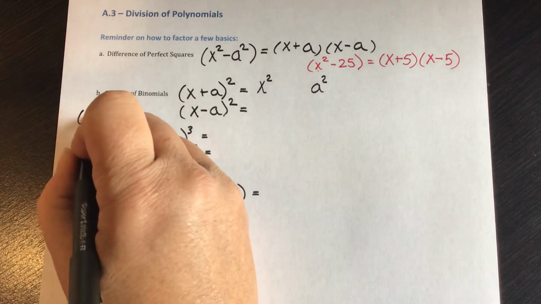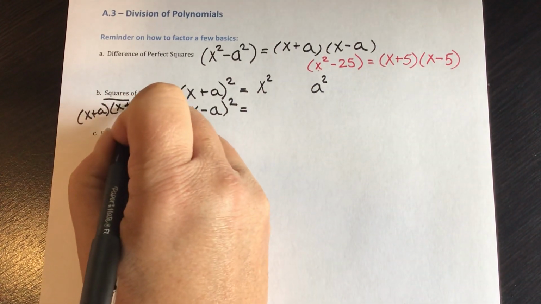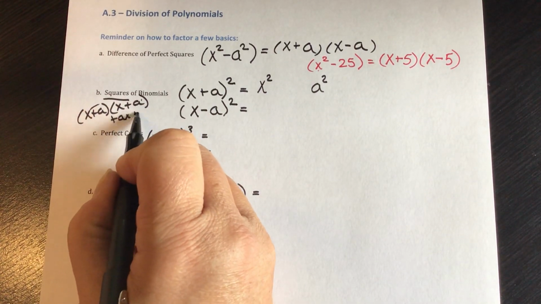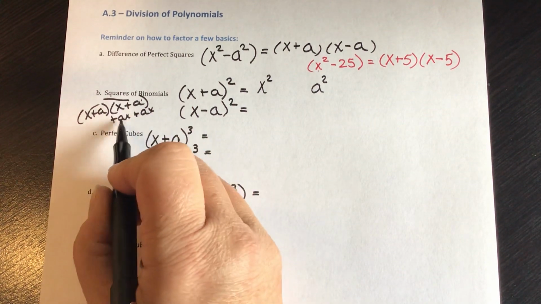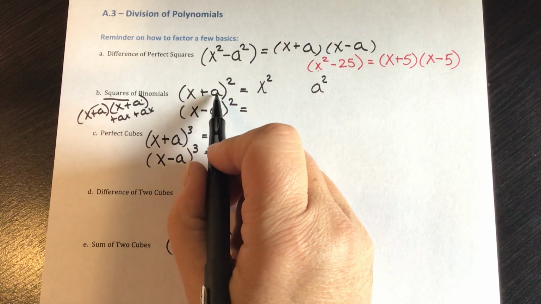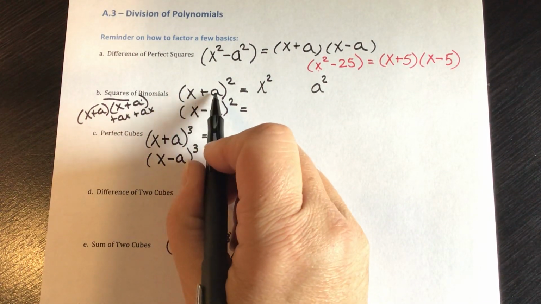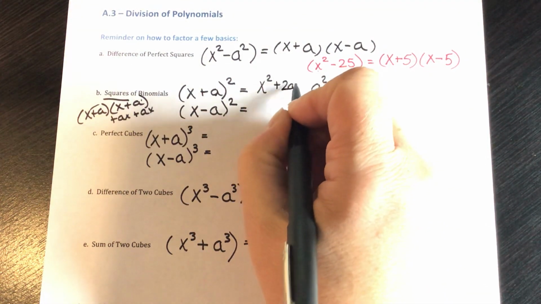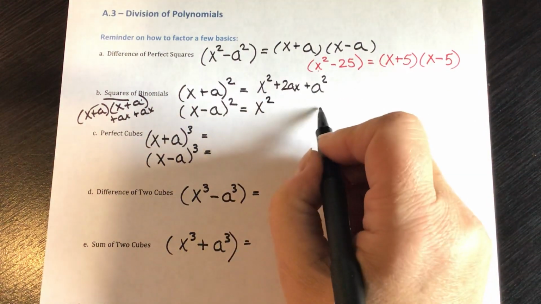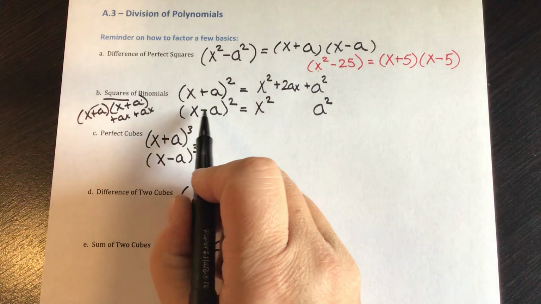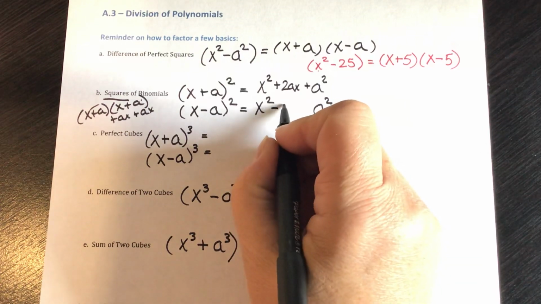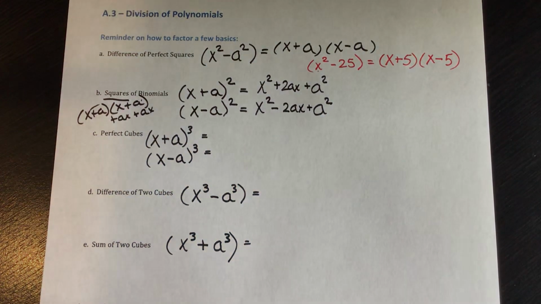So if I were to multiply x plus a times x plus a, I'm going to have x squared plus ax plus another ax. So I'm going to have two of these middle terms. Depending on what a is, I'm going to multiply these two numbers together and multiply it by 2. Same thing here. We square the first term, we square the last term, but that middle term, now I have negative a times x is negative ax. So I'm going to have minus 2ax plus a squared.